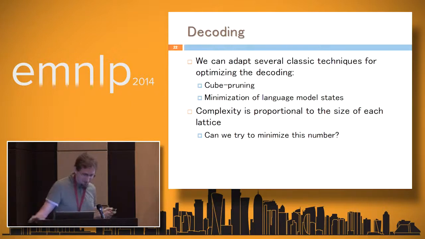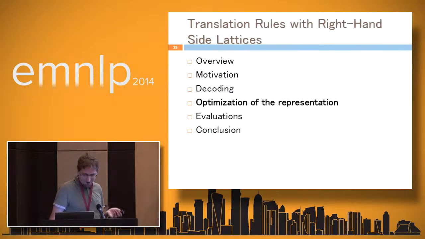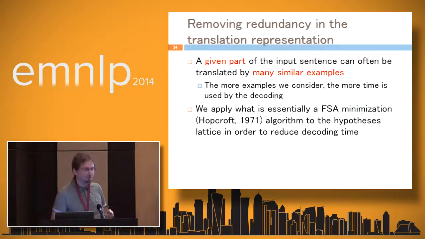Now what's interesting is that the complexity of the decoding is going to be proportional to the size of each lattice. But each lattice can potentially encode a very large number of right-hand side rules. So now an interesting question is, given that the same set of right-hand side rules can be encoded by different lattices, is it interesting to try to find some lattice representation that will exhibit better behavior during the decoding?